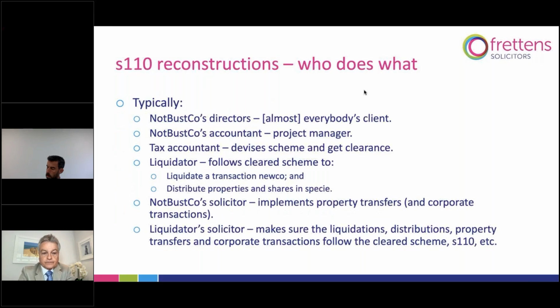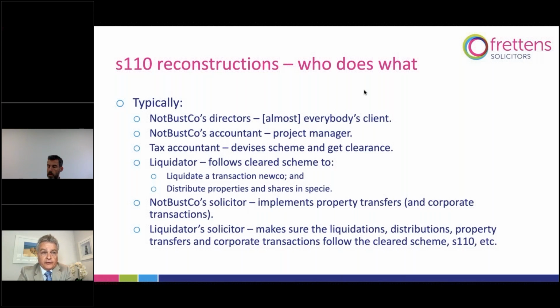who does what. So typically there will be, I'll call them the chairman of Not Busco, because it should be the director who is charged with looking after the interests of the shareholders in this, and they are likely to be almost everybody's client in all of this. The Not Busco's accountant has a sort of project management role in all of this, certainly in terms of managing the client relationship. And it's interesting.